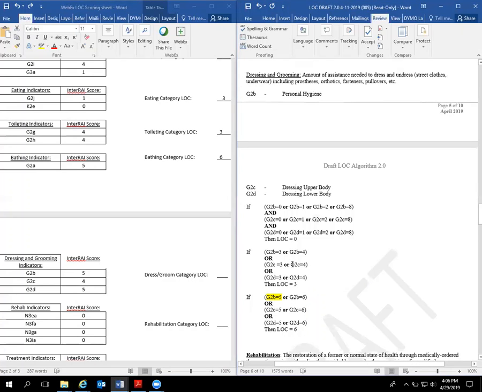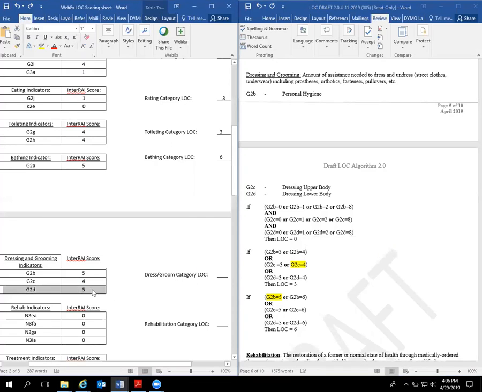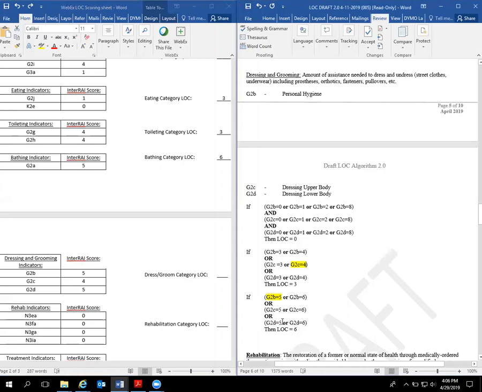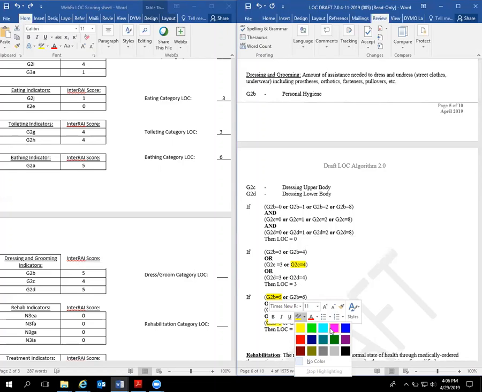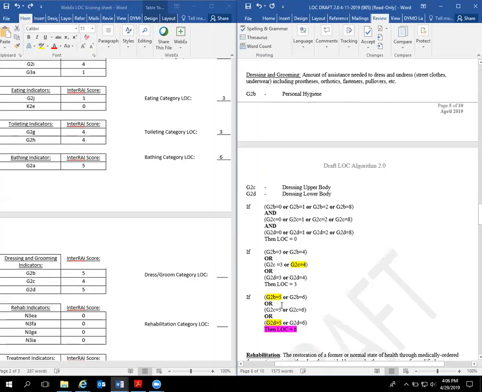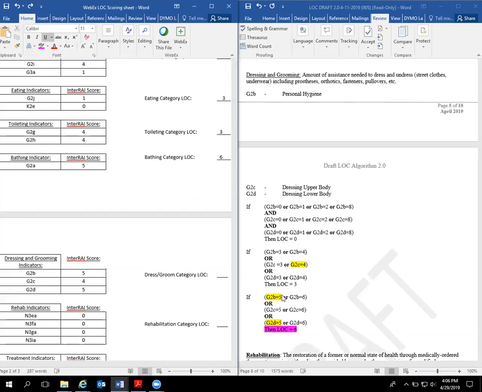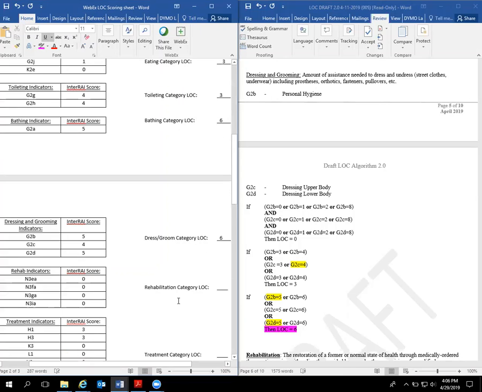G2C was 4, so we'll highlight G2C equals 4 on the algorithm. And G2D had a code of 5 on the enter-I, so we will highlight G2D equals 5. And we can see that the participant meets the criteria for the highest level of care equals 6 for the dressing and grooming category, because the criteria for level of care equals 6 in this case is that any of these indicator codings be present on the enter-I, and this participant had 2 present. So he meets the criteria for a 6 for dressing and grooming level of care.